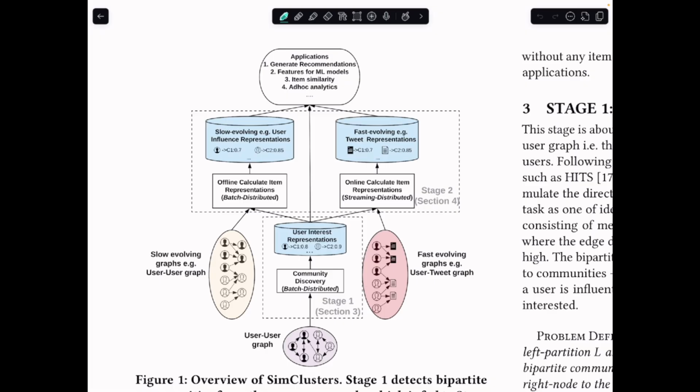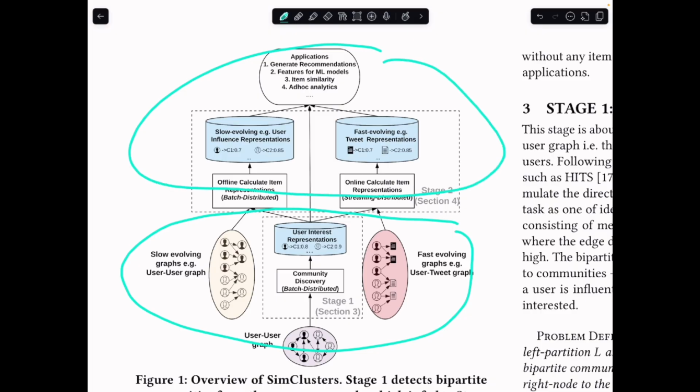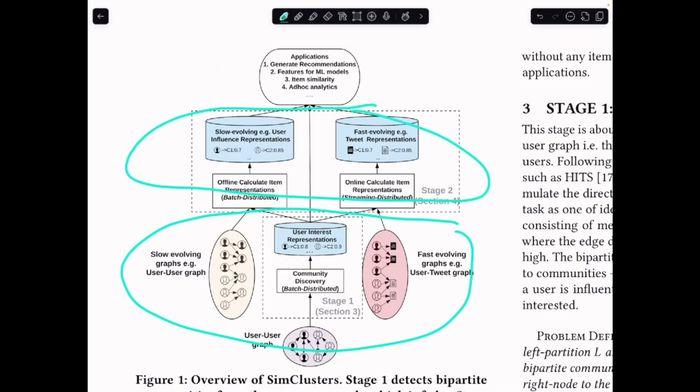There are two stages in SimClusters. Stage one is this part, and this is stage two. After stage two, you'll be able to power these applications. As you can see, stage one is kind of confusing here. In stage one, you actually don't use those graphs. Those graphs are for stage two. For stage one, you only use this part.